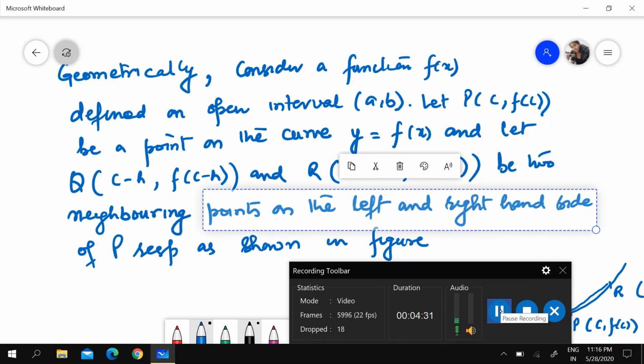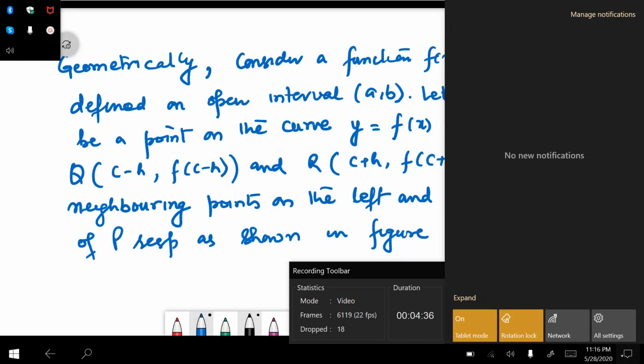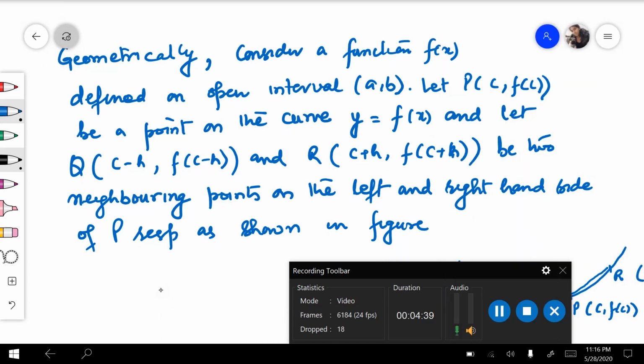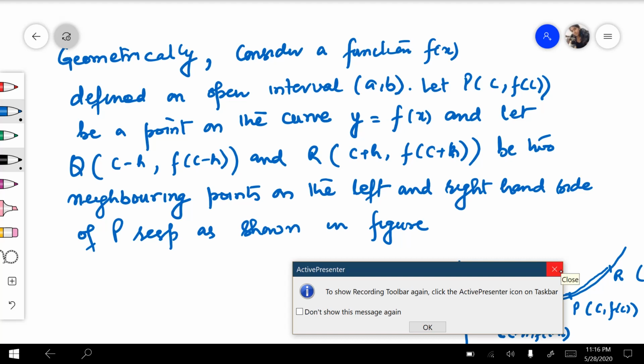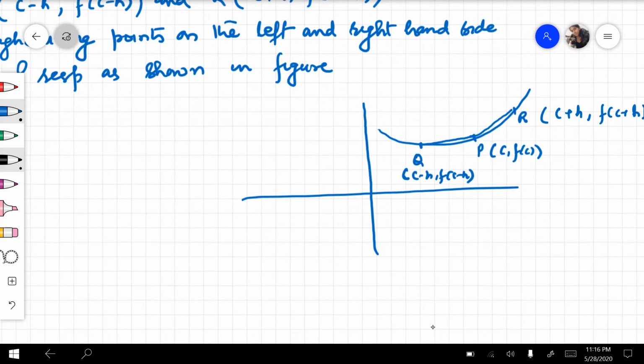Now geometrically, consider a function f(x) defined on an open interval (a, b). Let P with coordinates (c, f(c)) be a point on the curve y equals f(x), and let Q with coordinates (c minus h, f(c minus h)), and another point R (c plus h, f(c plus h)), be two neighboring points on the left hand side and right hand side of P respectively, as shown in the figure.